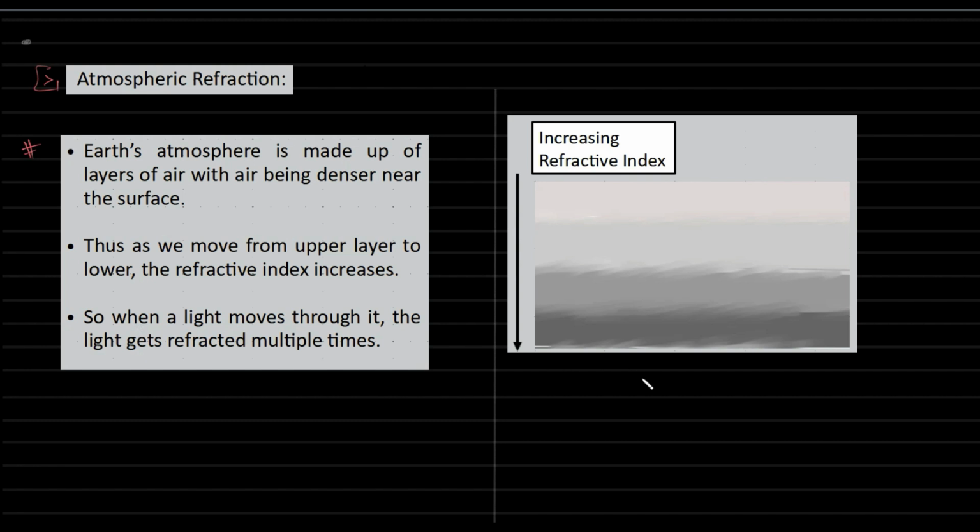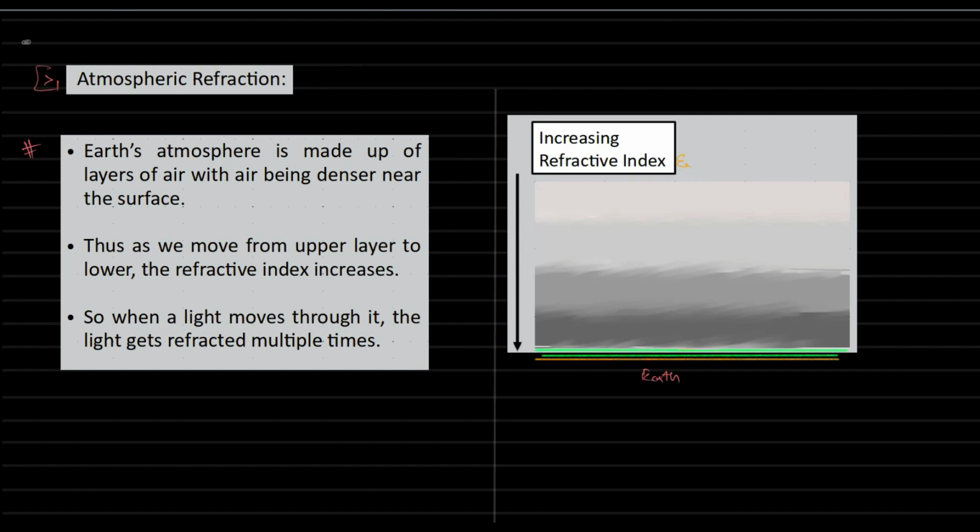That is, if this is your earth, so if this is the surface, this is supposed to simulate that. Okay, so this is our surface. Near the surface, the density is the highest. So along with increasing refractive index, the optical density also increases.